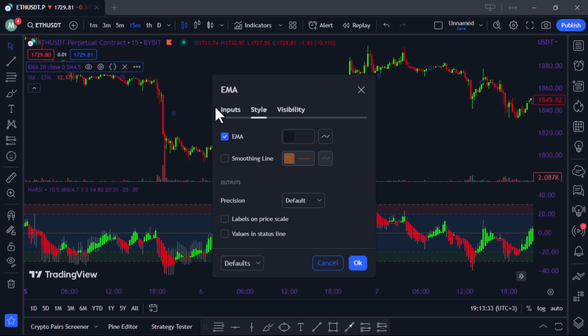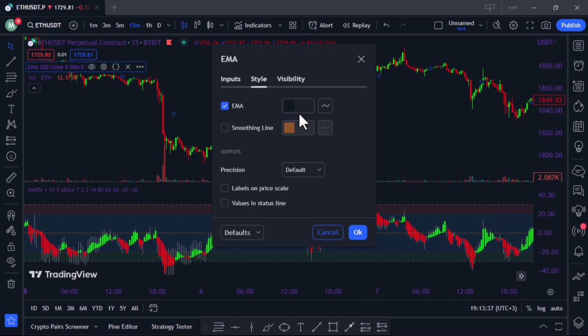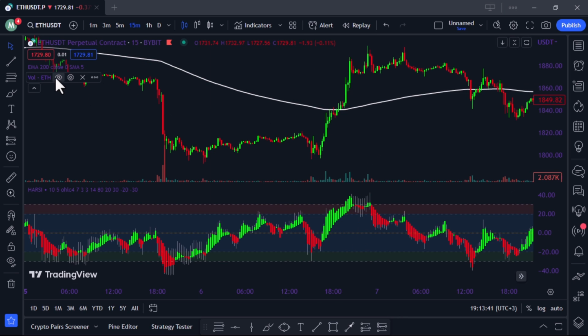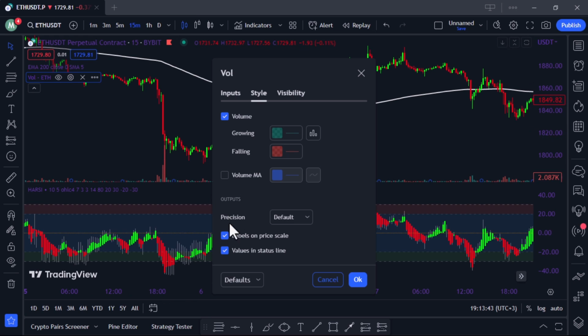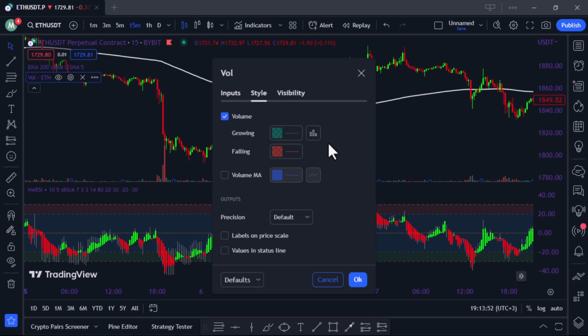Now change the value of EMA to 200, and you can go to the style and change the color and thickness to your own taste. Now let's head over to the volume indicator settings. Here we will be changing the MA, or let's say moving average length, to 30. Once you have done that, head over to the style settings and enable the moving average. In order to make the line easier to see, we will also be changing the color to white.